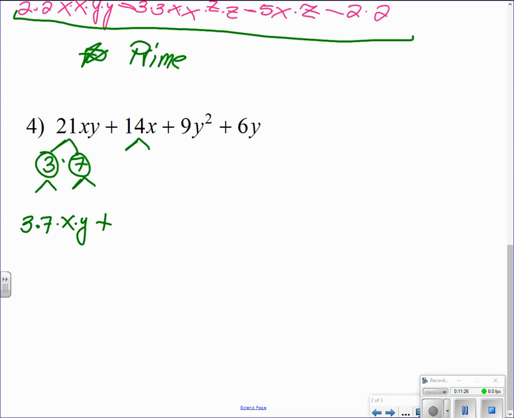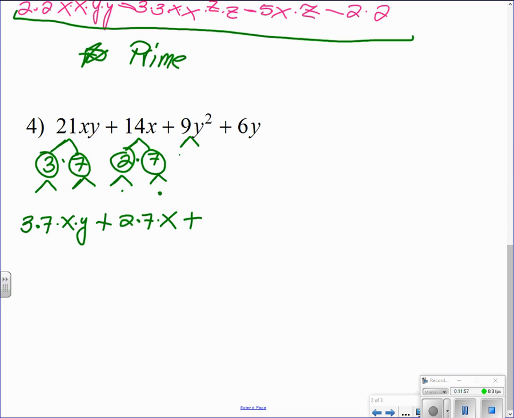Factors of 14, can I use 1 or 14? 2 and 7. Factors of 2, can I use 1 or 2? Can't do it, so that's prime. Factors of 7, can I use 1 or 7? Cannot do it, so that's also prime. So I can write this as 2 multiplied by 7 multiplied by x plus factors of 9.